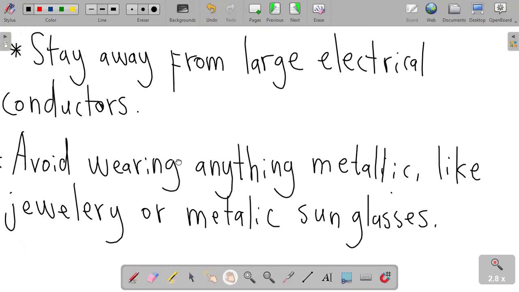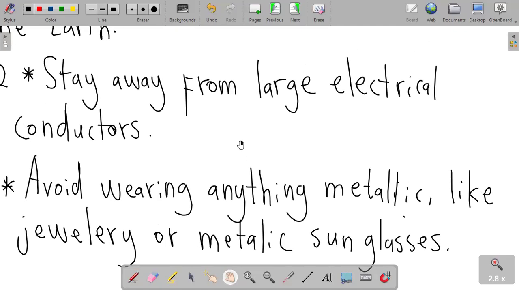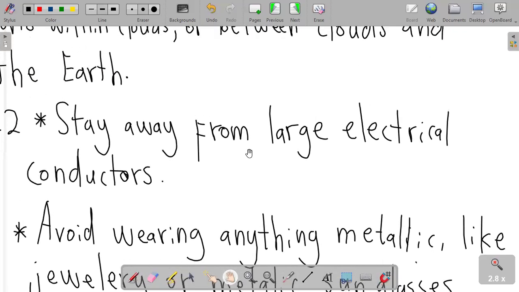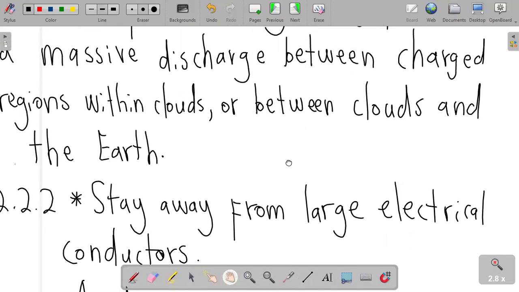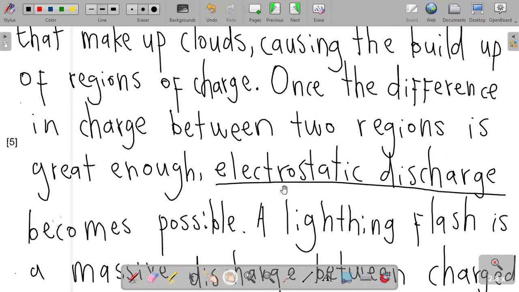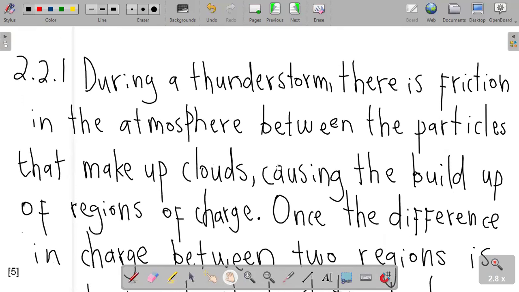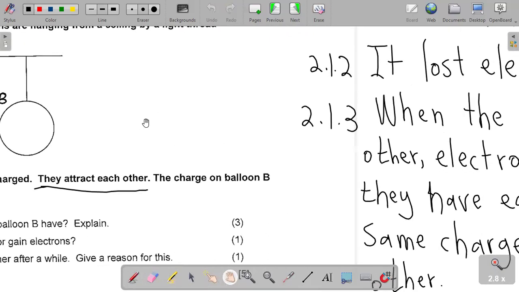So yes, I think let's leave it here for lesson 3. This was an example of a question. This is the sort of question you may get in the exam. So question 2, there was 2.1, and previously we did 2.1, and this is 2.2.